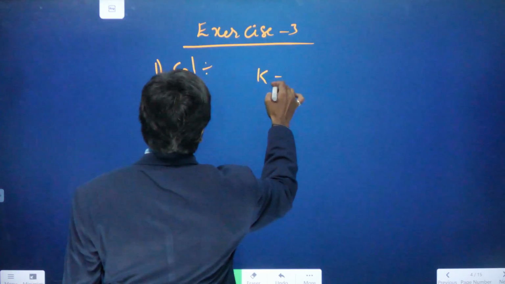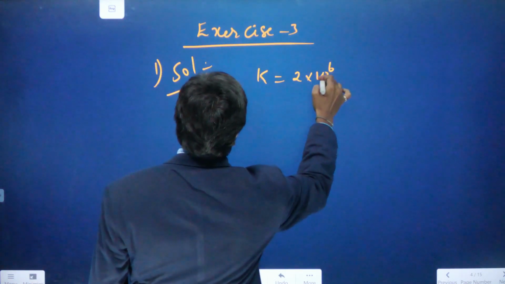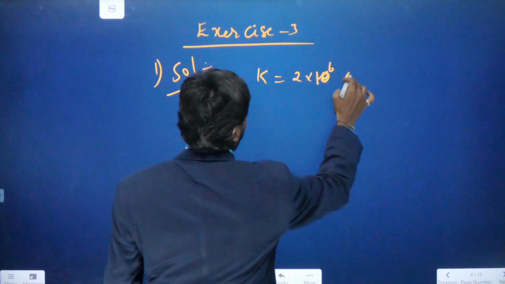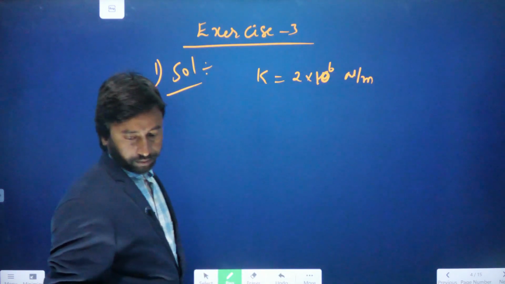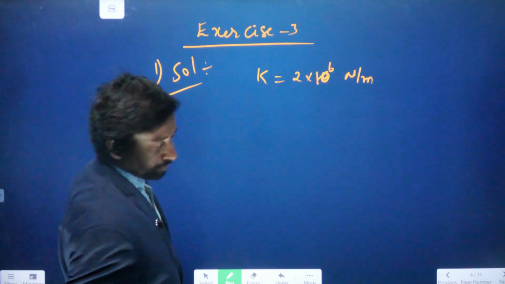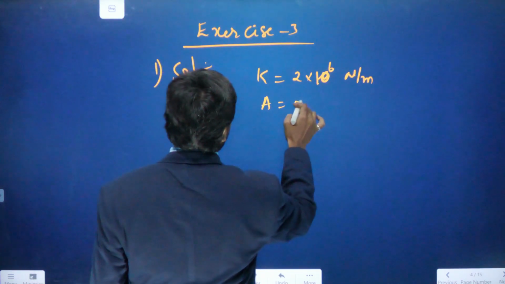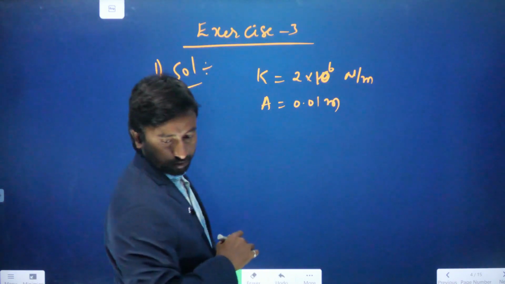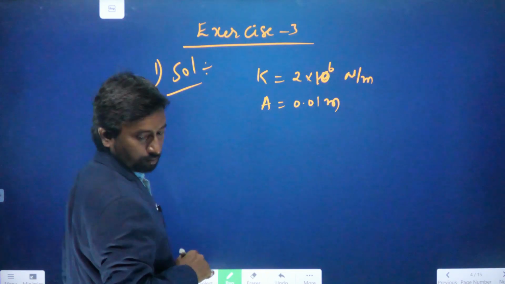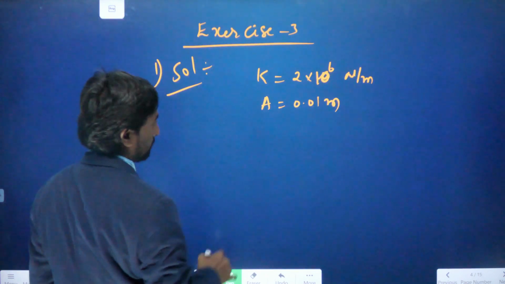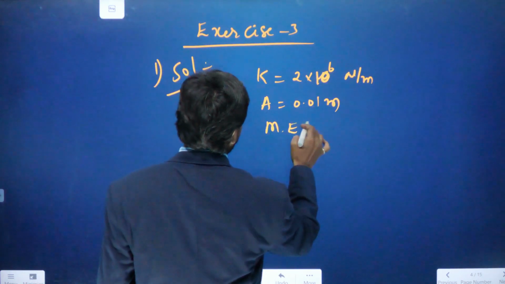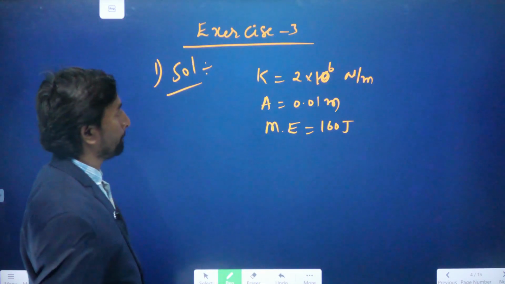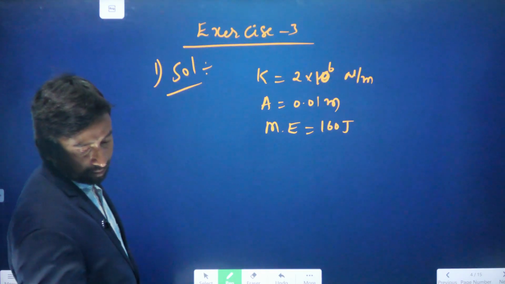They have given the k value, that is 2 into 10 to the power of 6 Newton per meter. The amplitude is given, A equals 0.01 meters. The total mechanical energy is given as 160 joules. Then they are asking for the maximum kinetic energy.